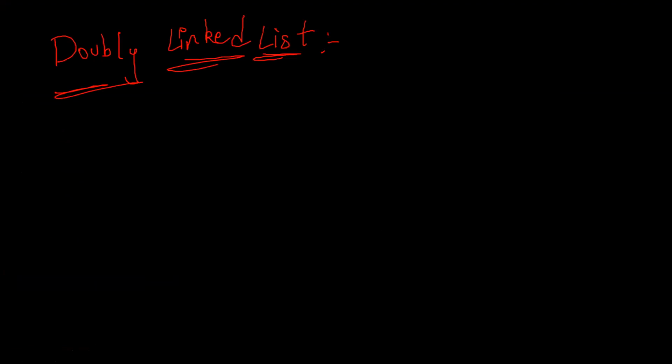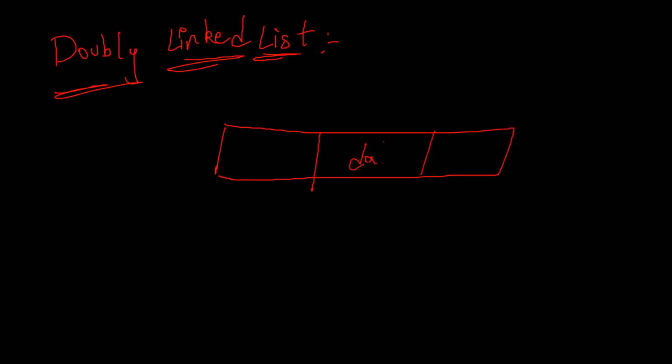How many variables are there in a singly linked list? Two, na? What are they? Next and data, na? Yeah, we have data and next. But in a doubly linked list, we have three things. We are saving the data and next as well as the previous address.